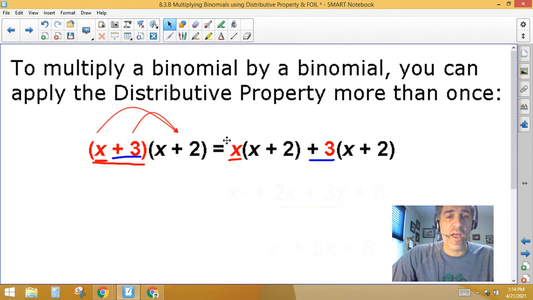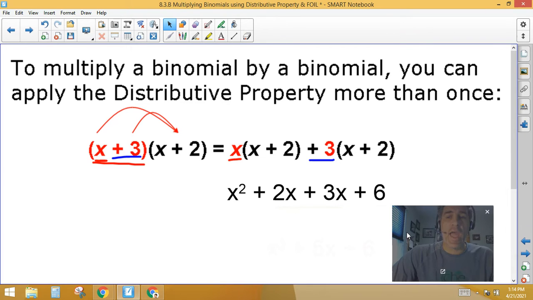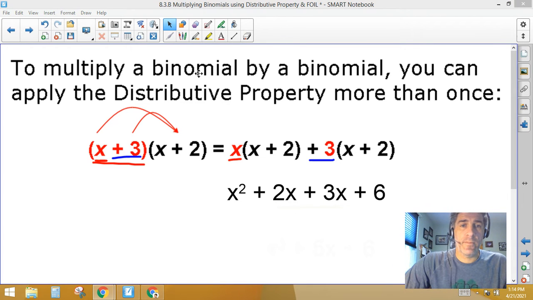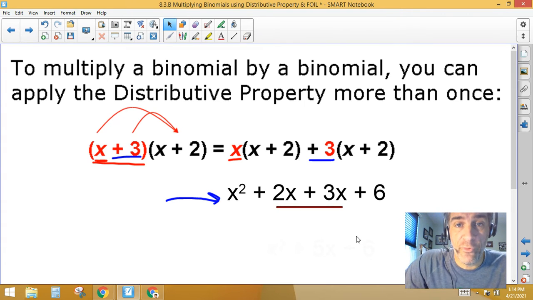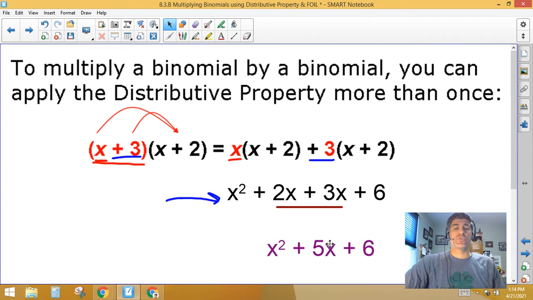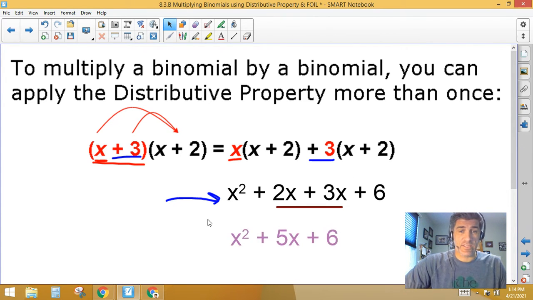Once I distribute x to x and plus 2, and 3 to x and plus 2, I end up getting x squared plus 2x. And then the second time, I get 3 times x, which gives me 3x plus 6. Now I want to scan here. Is there anything else I can do to simplify this? Are there any like terms? Zero in on the 2x plus 3x. I can combine those. So my final answer is going to be x squared plus 5x plus 6.